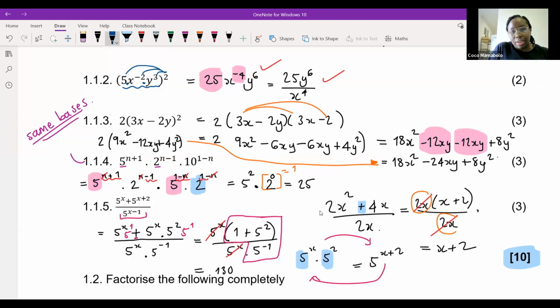Now, in the next one, there's a minus in between. So this is one term and this is another term. So in this case, we need to rewrite it twice.